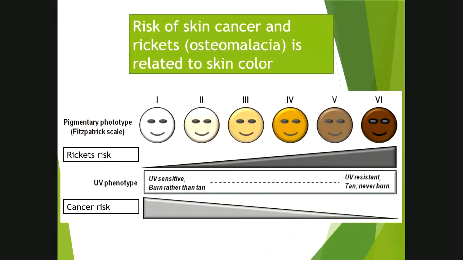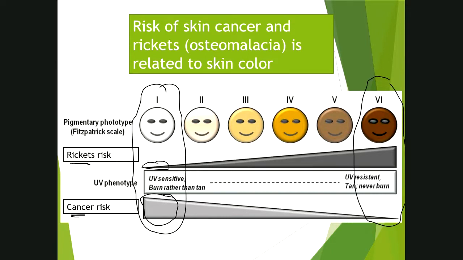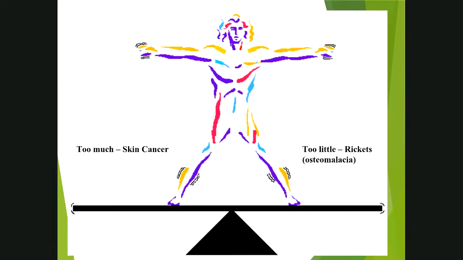So if you look at skin cancer and skin color, and if you look at rickets and skin color, this is what it looks like. If you're this person, look, you have a very low chance of getting rickets, but you have a very high chance of getting skin cancer. But if you're this person over here, you have a very low chance of getting skin cancer, but you have a very high chance of getting rickets. And so, like I said, it depends on where your ancestors came from.